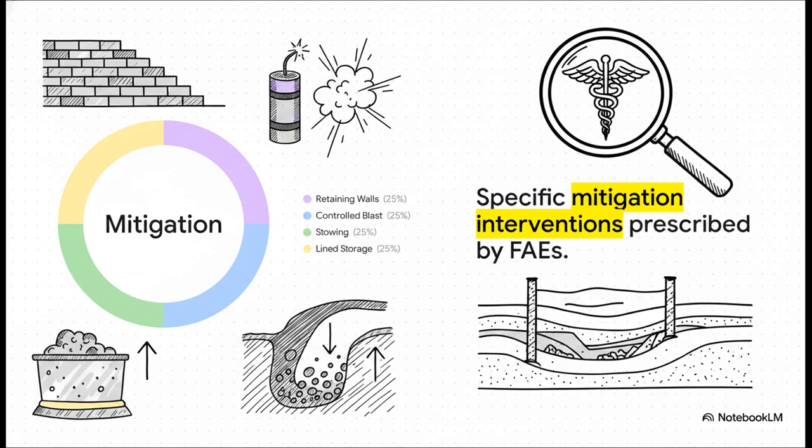If slope stability is compromised, they'll prescribe retaining walls. For mining operations, they might dictate controlled blasting to limit vibration or require stowing to prevent the land from literally caving in on itself, which is known as subsidence. And to prevent heavy metals from leaching into the soil, they ensure all hazardous waste storage is rigorously lined.